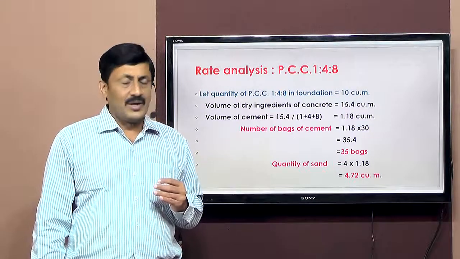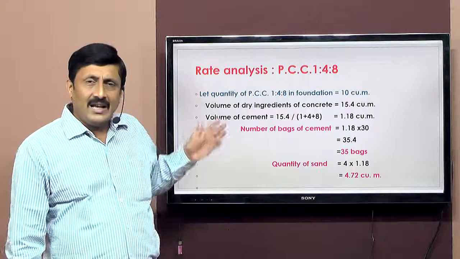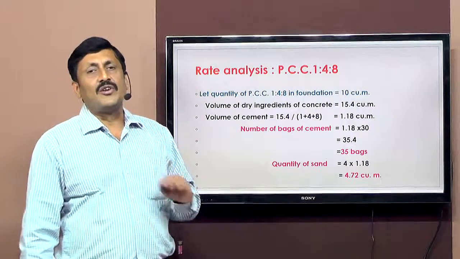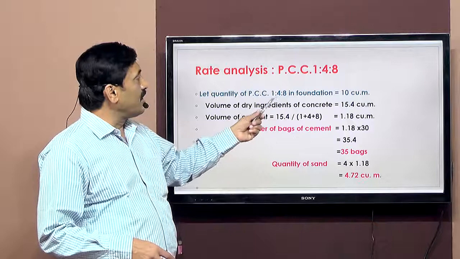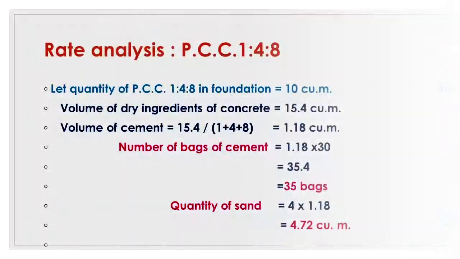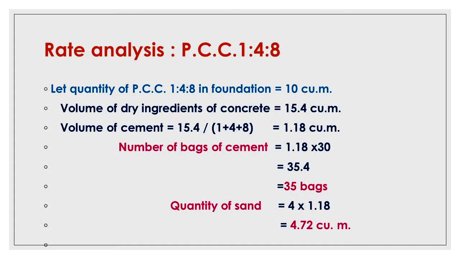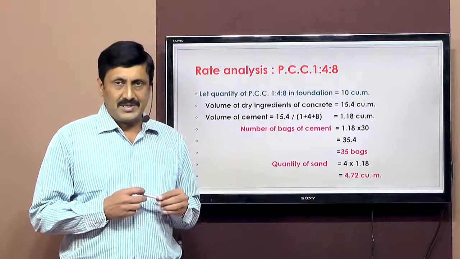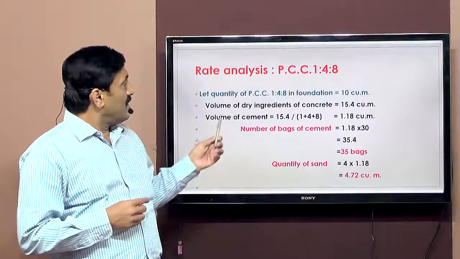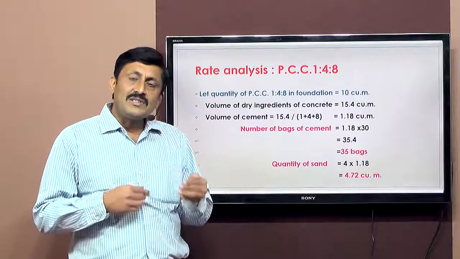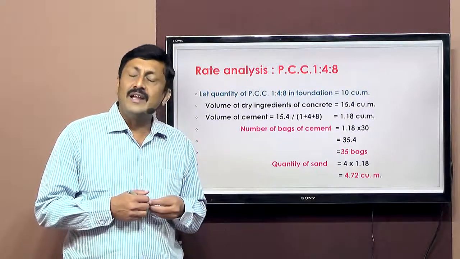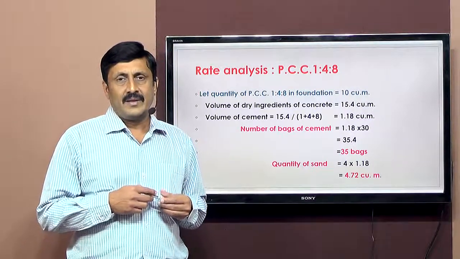Okay, so again we'll start with the assumption of quantity, that is, let the quantity of PCC 1:4:8 in foundation be equal to 10 cubic meters. Since it is a volumetric item, we will start with the assumption that 10 cubic meters is the quantity of PCC. Okay, then we'll see exactly what the volume of dry ingredients of concrete is.